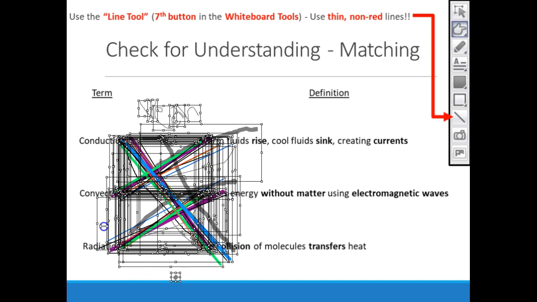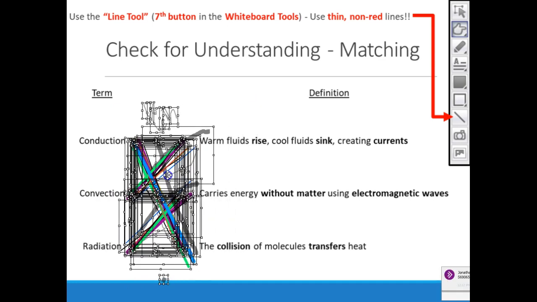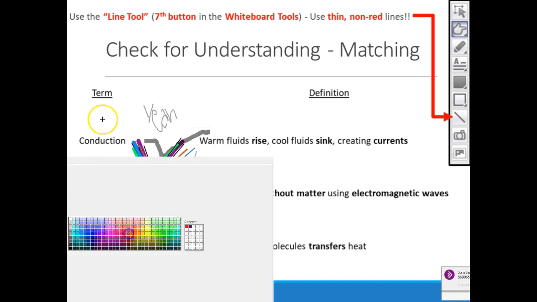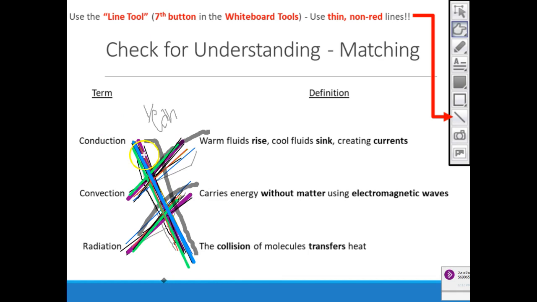Let's make sure this makes sense. We're going to go ahead and get my tool here so that I can highlight these. Awesome. So yes, conduction is when molecules collide because they're touching, and that's what transfers heat. Convection, remember, is how warm fluids will rise, cool fluids will sink, and that'll create currents. And radiation, again, carries energy without any matter by using electromagnetic waves.